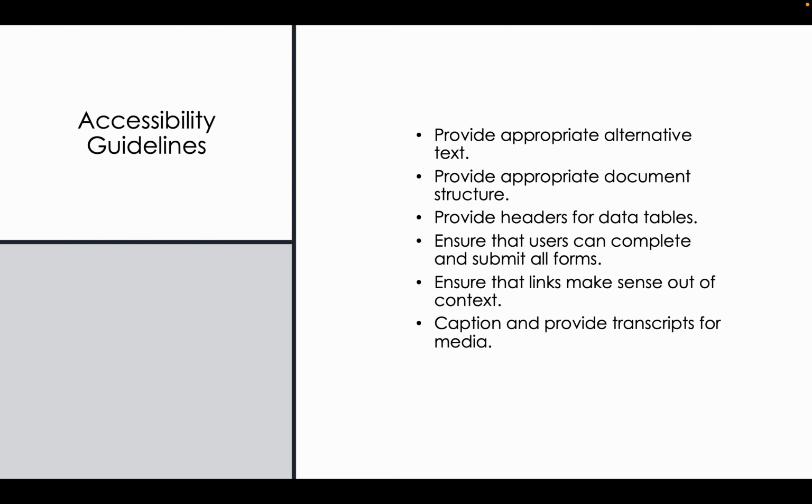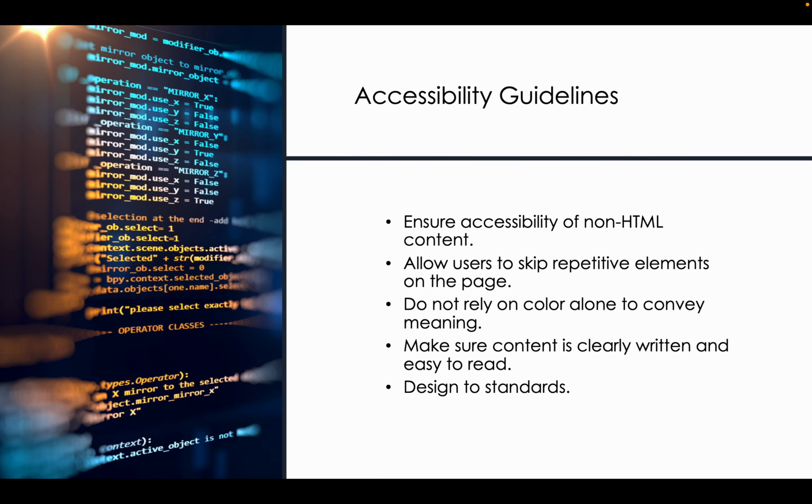You want to make sure that any link or button that your user or reader clicks on is going to be connected in some way and a logical jump from what you're doing. And then lastly, make sure that you caption all pictures and use closed captioning or transcripts for all media. You want to make sure that the non-HTML content is also accessible. You want to make sure that your users are allowed to skip repetitive elements on the page.